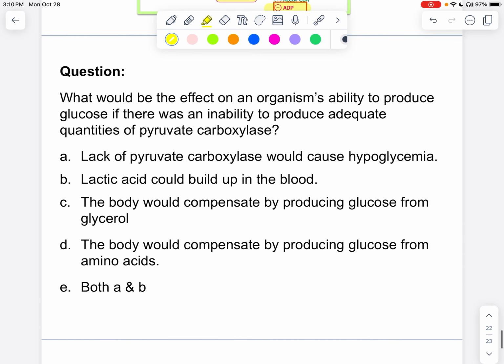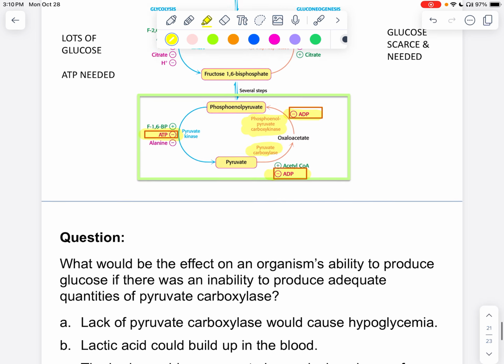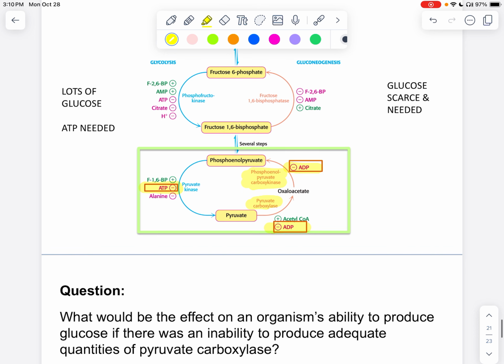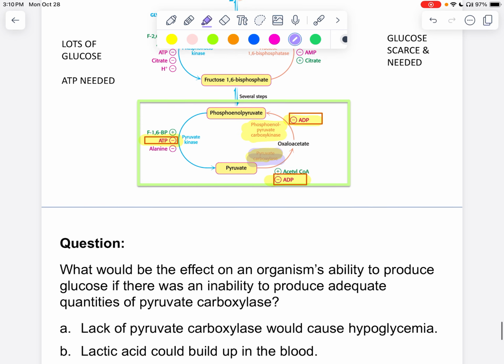All right, let's look at a couple questions. What would be the effect on an organism's ability to produce glucose if there was an inability to produce adequate amounts of pyruvate carboxylase? So let's look at this. Pyruvate carboxylase is right here. It's that very first enzyme step in gluconeogenesis, going from pyruvate to oxaloacetate.